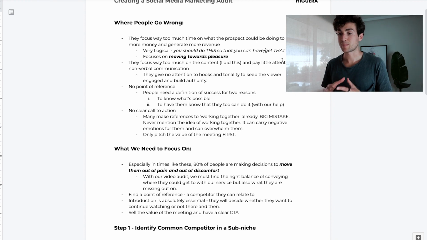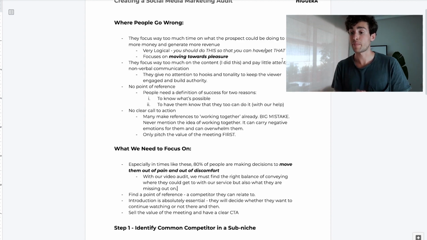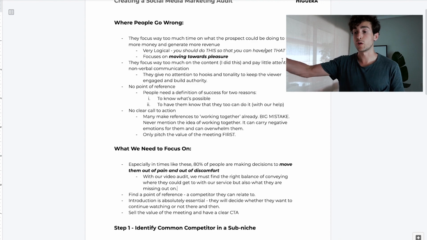The first thing, as I said, is especially in times like these where there's a lot of uncertainty and it's a bit of mass hysteria, 80% of people are making decisions to move them out of pain and out of discomfort. And we don't know how long this is gonna prolong, right? But it's still a time of a lot of uncertainty. And even once we get out of this period, still most people make decisions to move out of pain instead of to chase pleasure, okay? So with our video audit, we must find the right balance of conveying where they could get to with our service and what they're missing out on, right? So we need to have a really good balance, because otherwise, if we just focus on where they could get to and the insane potential, it's not gonna land as well and it's not gonna be as powerful.